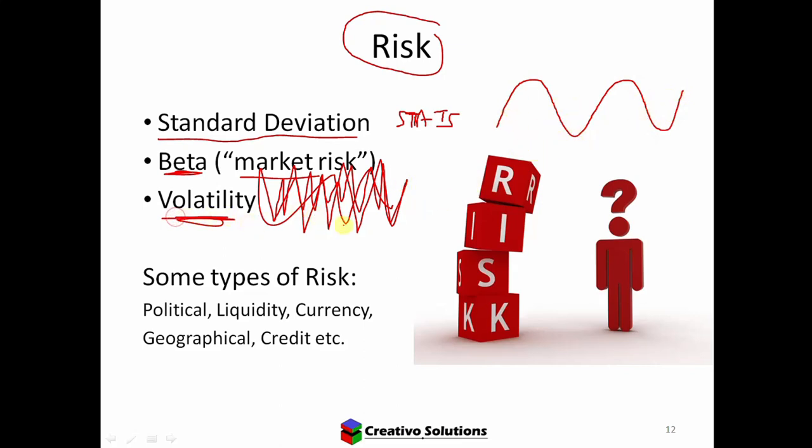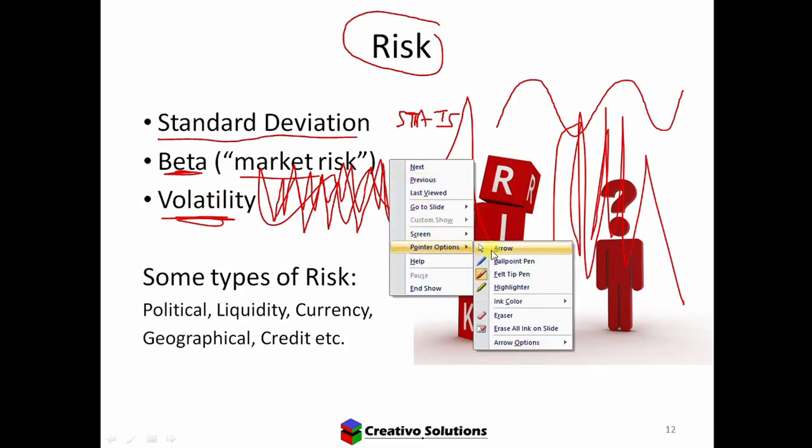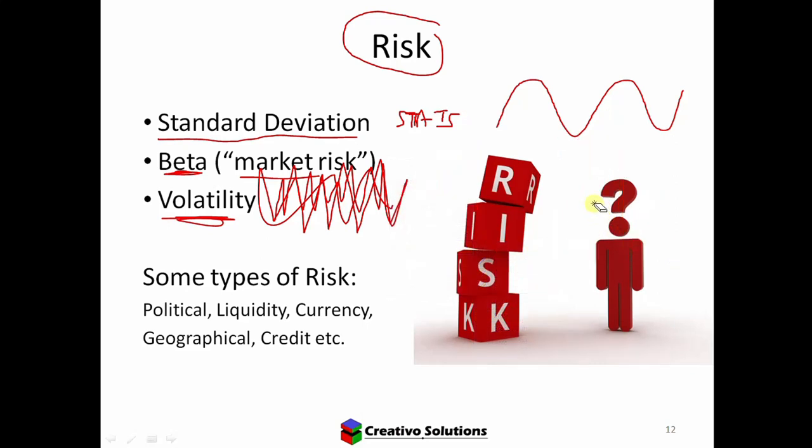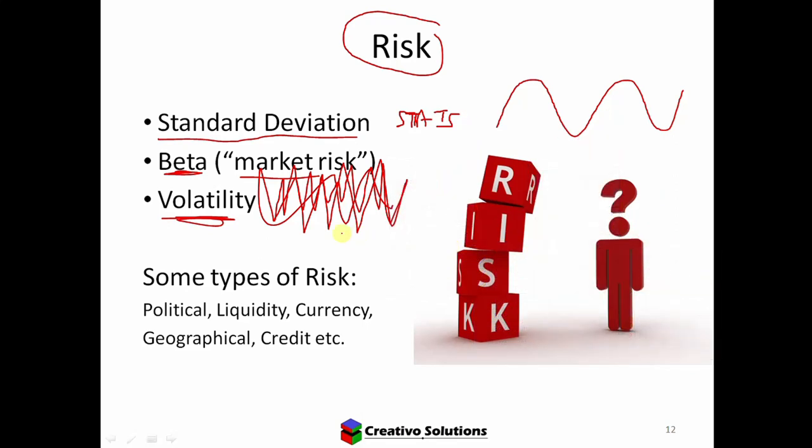So volatility is when we have these massive swings up and down, but constantly. So it cannot be tracked very easily, or your level of prediction or estimation is affected by the volatility. But all of this can be measured: standard deviation, beta, volatility.